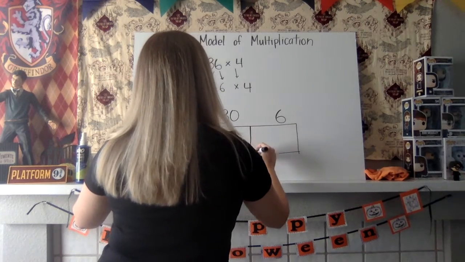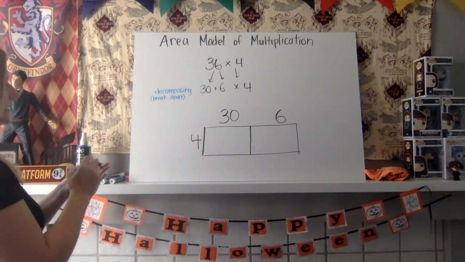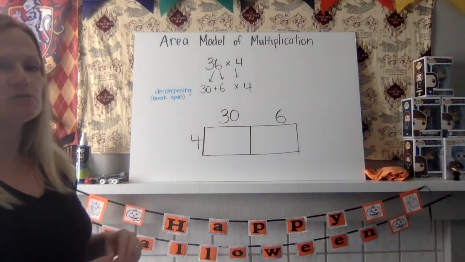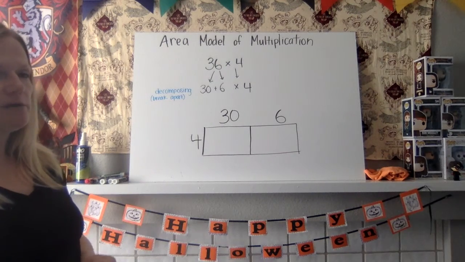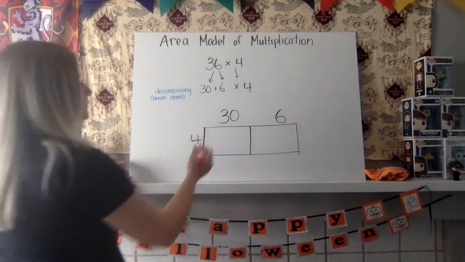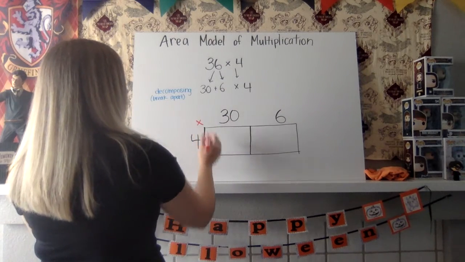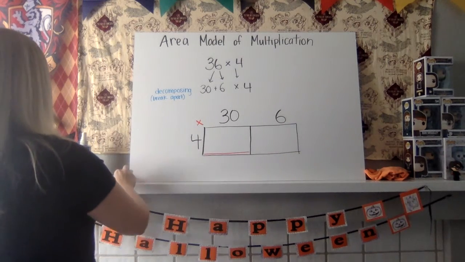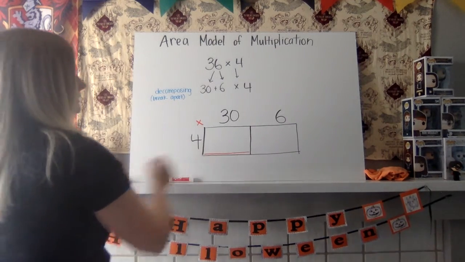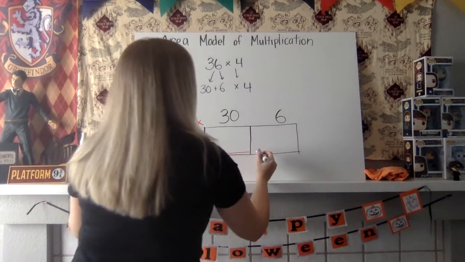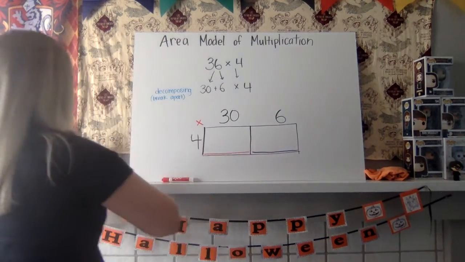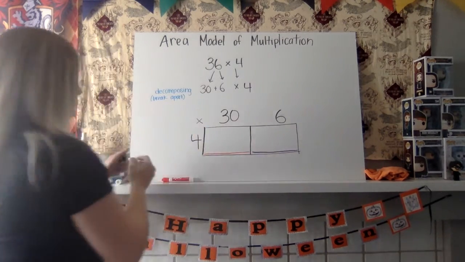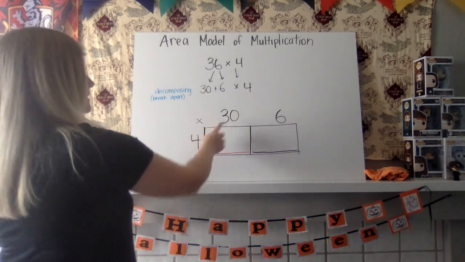Now what we're really doing when we do the area model is we are using a standard algorithm, but we are just breaking it down to each place value spot, so it makes a little bit more sense. So first we're going to multiply 30 times 4, and that will go in this box. And then after that, we will multiply 6 times 4, and that will go in this box. So what we're really doing is multiplying by the place value spots to get partial products.